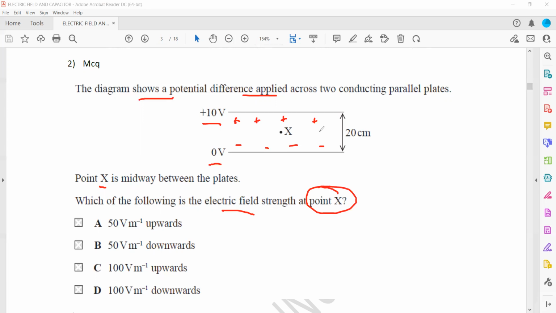Remember, the electric field strength between two parallel plates is constant. The electric field is constant between the two parallel plates. So we have the formula V equals E D, or E equals V divided by D. The strength of the electric field between the parallel plates is given by the potential difference, 10, divided by the distance, but this is in centimeters, so we have to convert it to meters, so it will be 20 times 10 to the power minus 2.